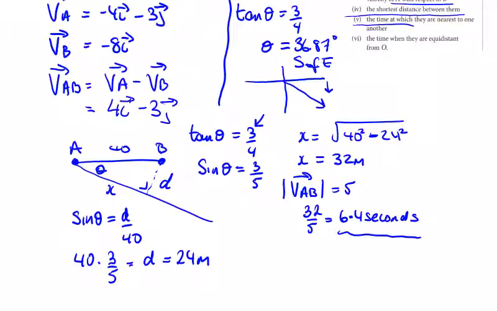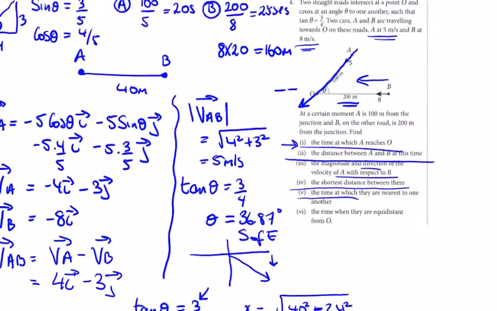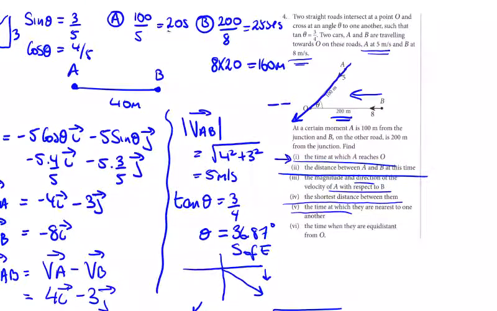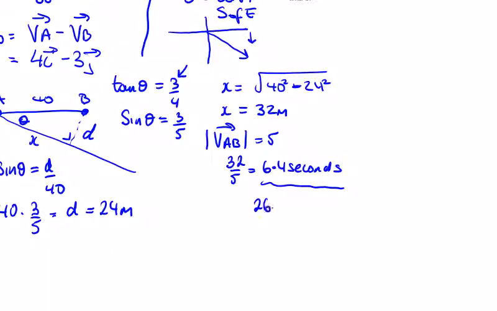And then the time when they are equidistant from O. Just before doing that, the time at which they're nearest to one another is 6.4. A has been traveling before this for how long at the beginning? 20 seconds. So it's actually at 26.4 seconds that they are nearest each other.